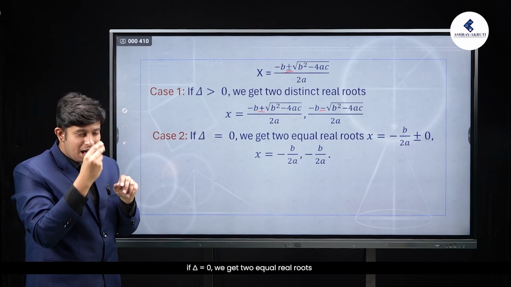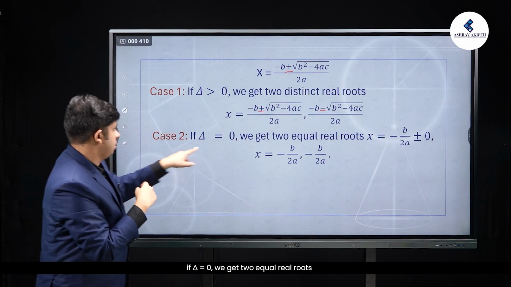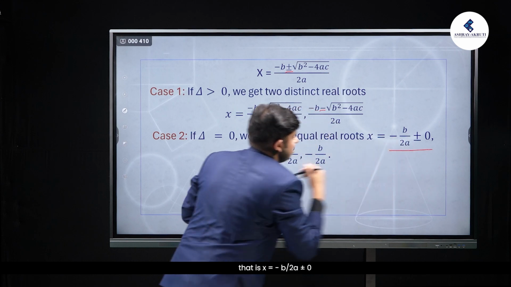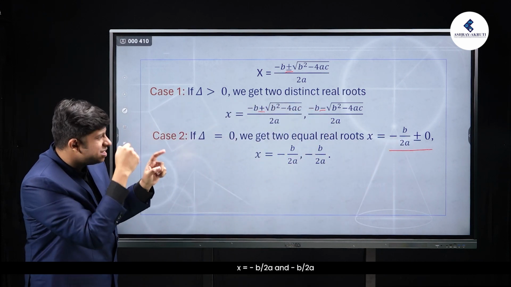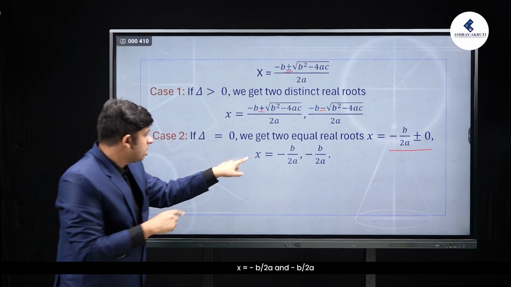Case 2. If delta is equal to 0, then we get two equal real roots, that is x equal to minus b by 2a plus or minus 0, x equal to minus b by 2a and minus b by 2a.